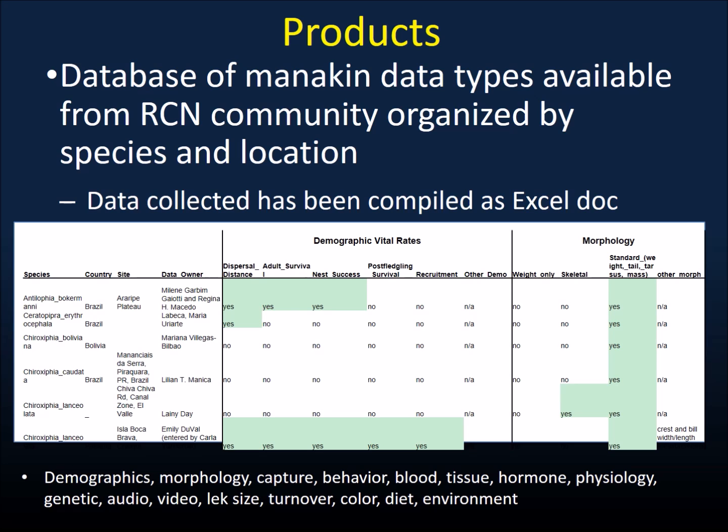And within each of the data type categories, there are subheadings such as dispersal, adult survival, and nest success in the demographic vital rates. Other data type categories that we included were data related to demographics, morphology, capture, behavior, blood and tissue samples, hormone data, physiology data, genetic types of data, audio, video, leg size, turnover rates, color, diet, and environmental variables.